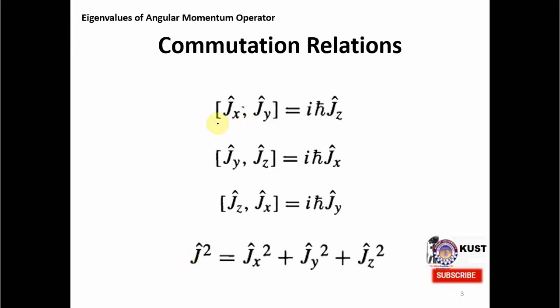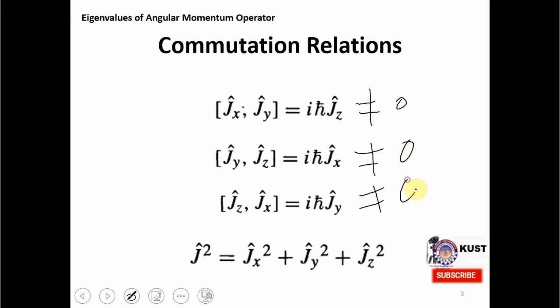Remember now that any two components of angular momentum do not commute, that is, their commutation relation is not equal to 0, which means they do not commute and they are uncertain. So as we did in the last lecture, if the two components of angular momentum do not commute, then we try to find another property of angular momentum which actually commutes with any component of the angular momentum, and that was J square.